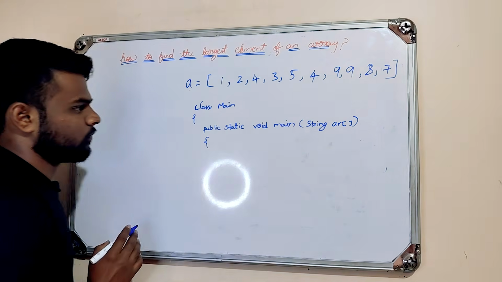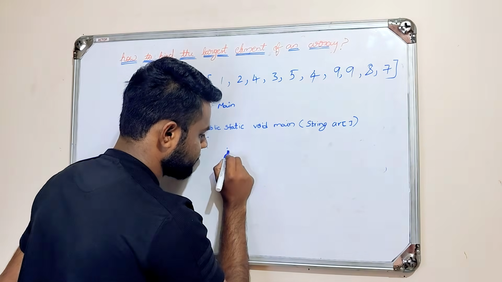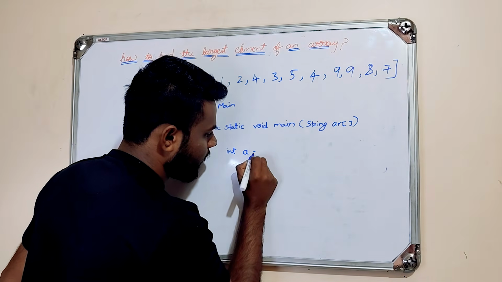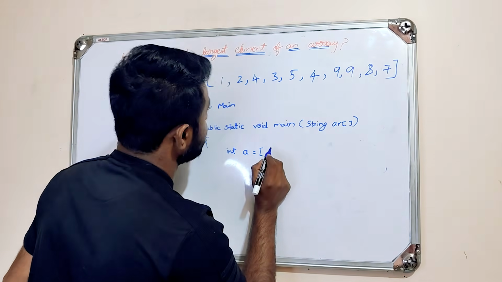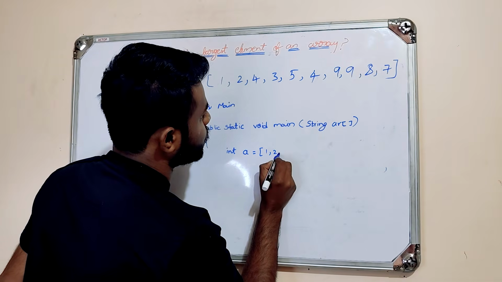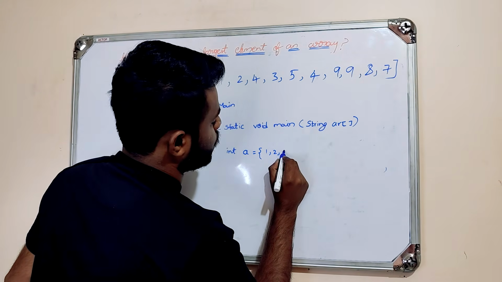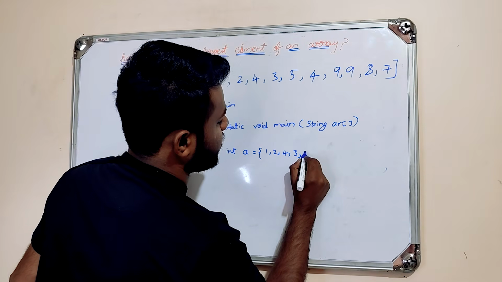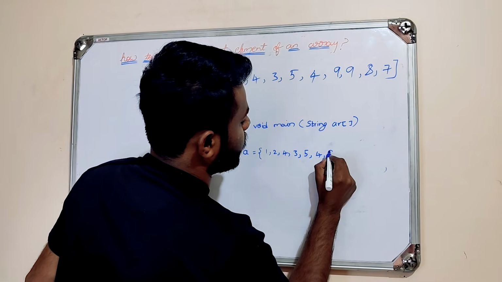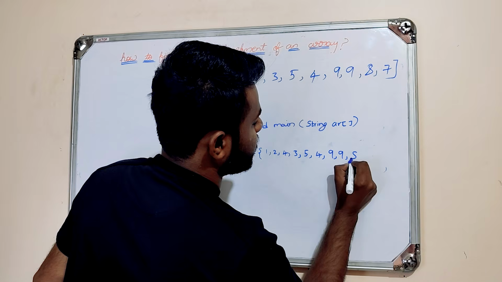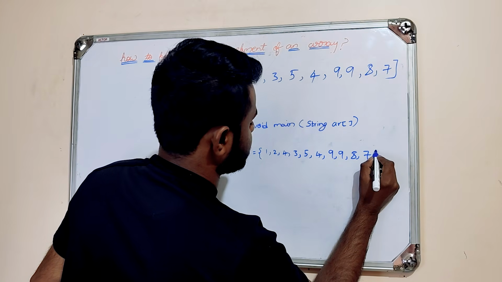Now int a equal to, what are the values? 1, 2, sorry, this is your right, 2, 4, 3, 5, 4, 9, 9, 8, 7.